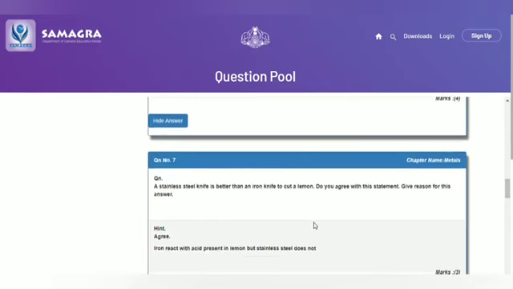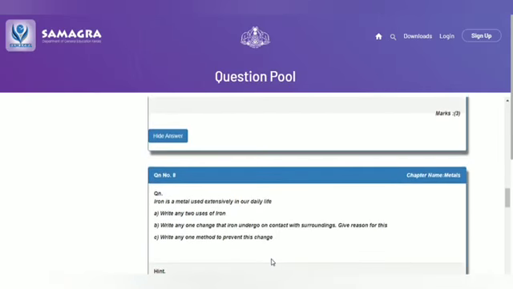A stainless steel knife is better than an iron knife to cut a lemon. Do you agree with the statement? Give reason for this. Iron reacts with the acid present in lemon, but stainless steel does not.